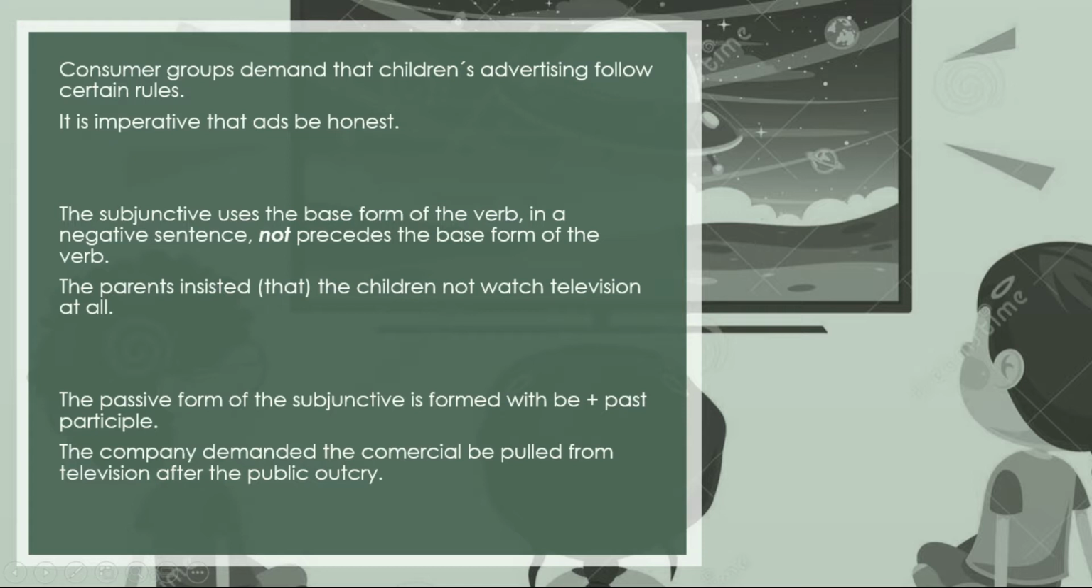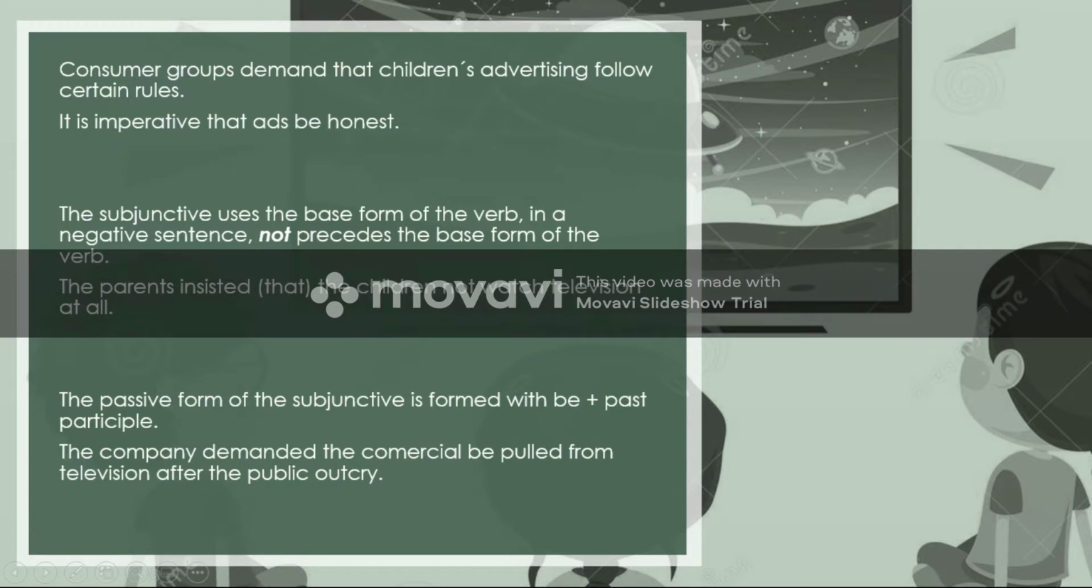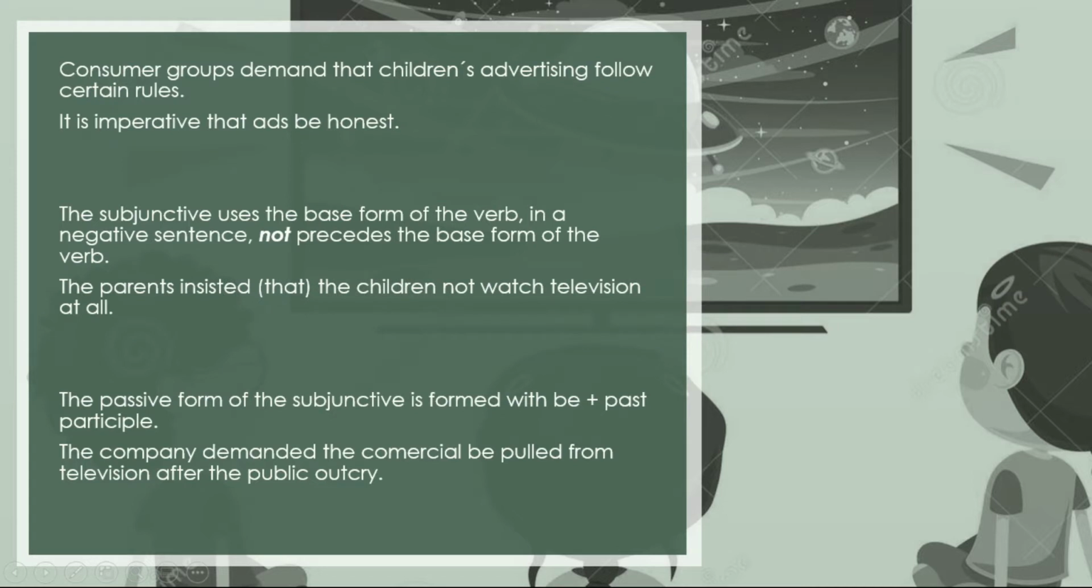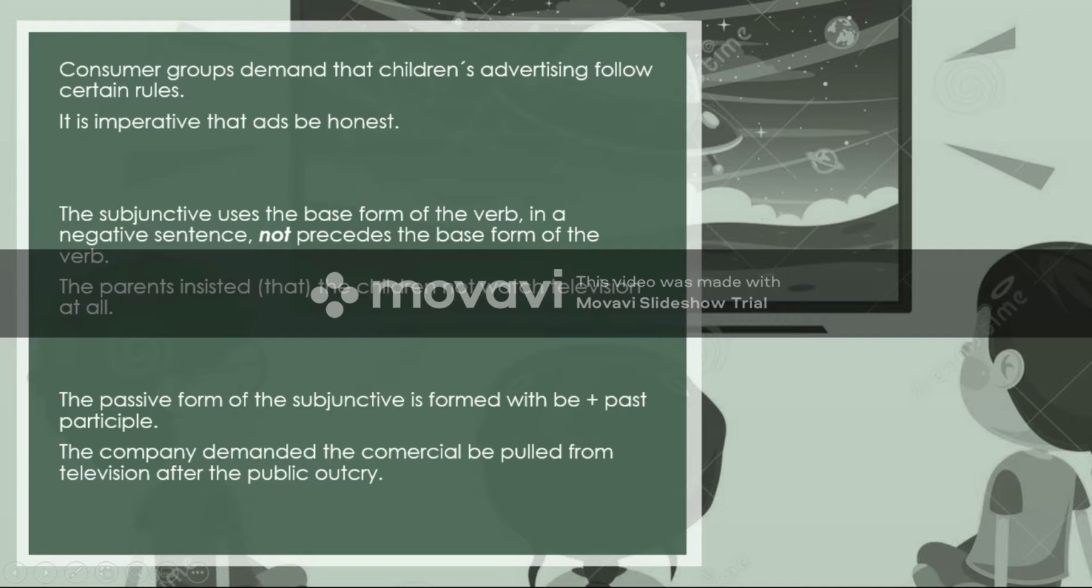The subjunctive uses the base form of the verb. In a negative sentence, not precedes the base form of the verb. The parents insist that the children not watch television at all. The passive form of the subjunctive is formed with be plus past participle. The company demanded that the commercial be pulled from television after the public outcry.